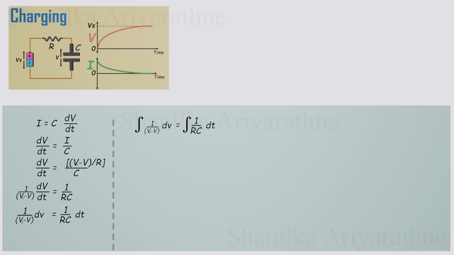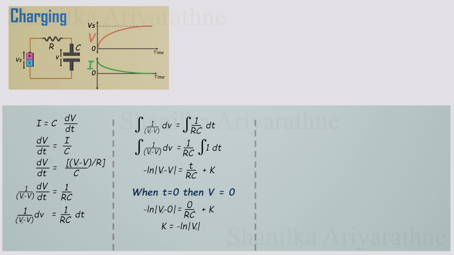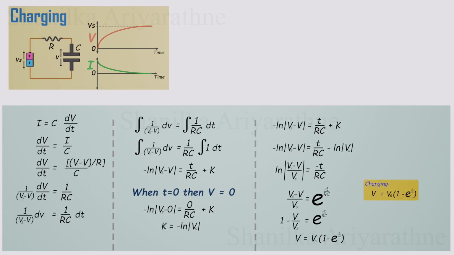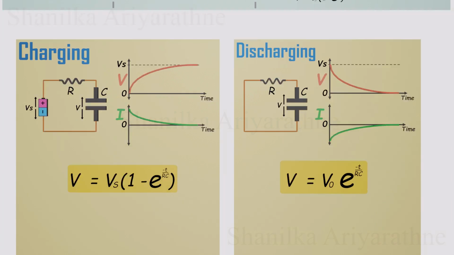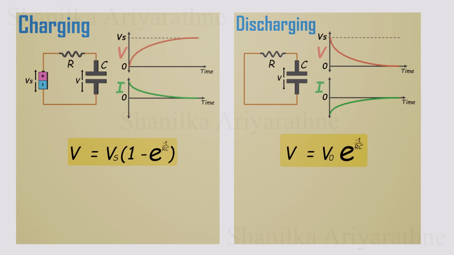The rest of the steps are very similar to what we did for discharging. This tells us how the capacitor's voltage grows over time, starting from 0 and gradually getting closer and closer to the supply voltage. Now, let's compare the charging and discharging of a capacitor. First, take a look at the charging equation. When a capacitor is charging, the voltage across it follows this formula.